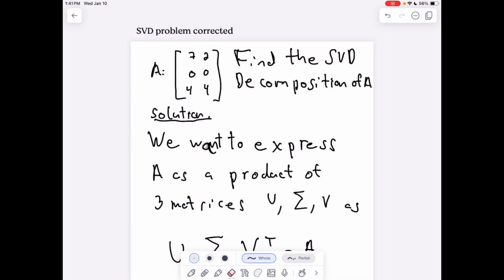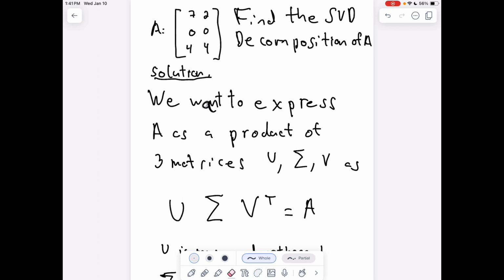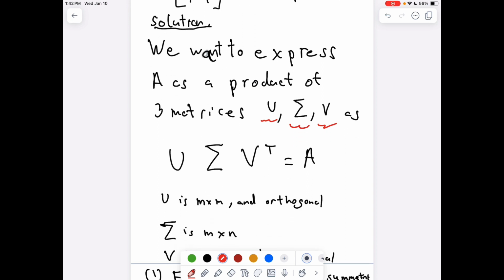All right, hello everyone. So today we have a linear algebra problem. I'm trying to find the singular value decomposition of this matrix A. A is equal to this 3 by 2 matrix here. When you're asked to find the singular value decomposition of a matrix, you're looking to rewrite A as a product of three matrices. These three matrices are U, sigma, and V. At the end, you're going to take the product of U, sigma, and V transpose, and all that together would give us A.